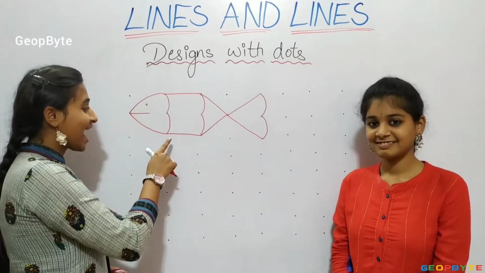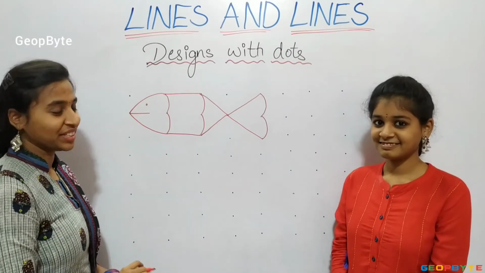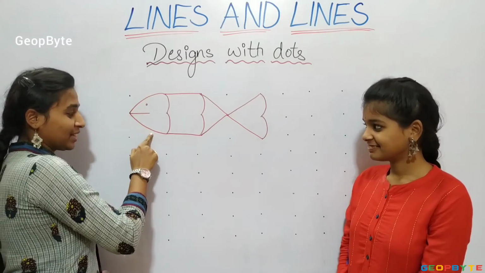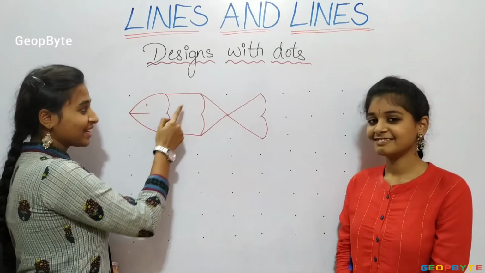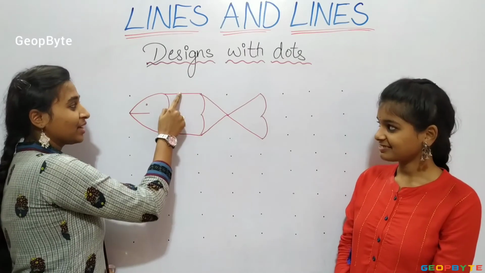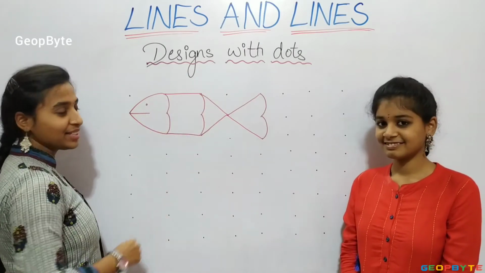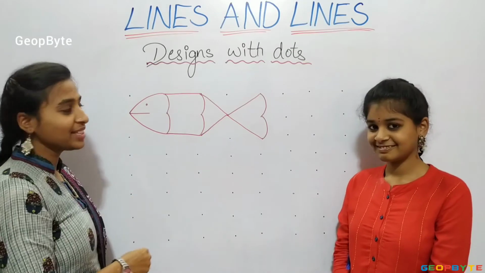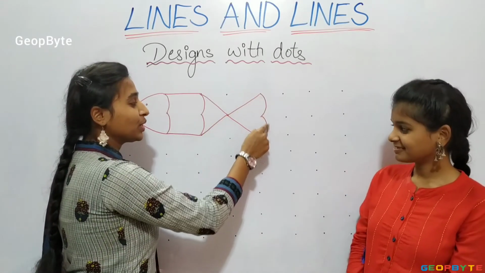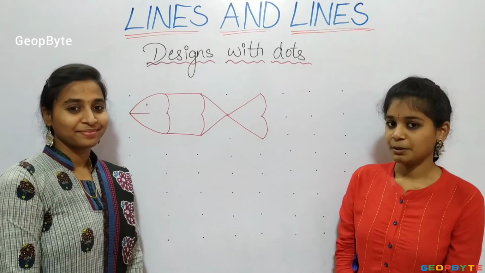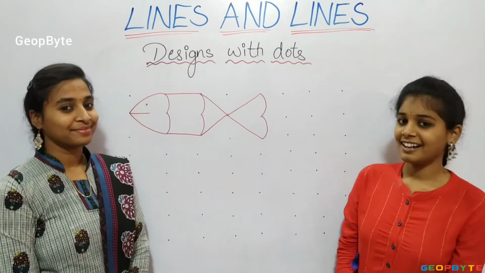See kids, I have drawn a fish. Two curves, a sleeping line, two curves, two curves, two slanting lines, two sleeping lines, two slanting lines, two curves. Now let us draw a kite.